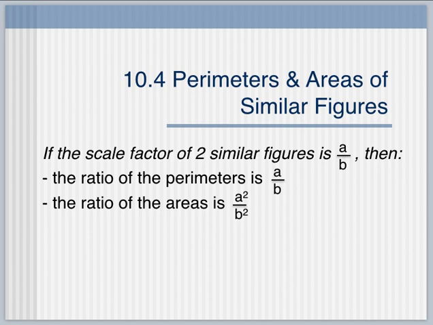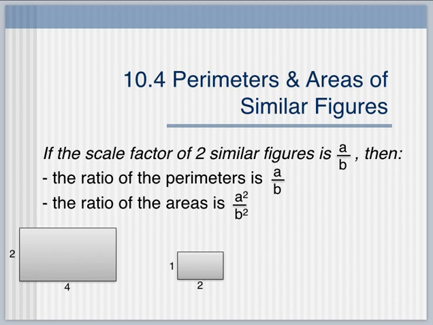Here's an example to help you see why this pattern always holds true. Let's say you have two similar rectangles, one with sides that are 2 and 4, and one with sides that are 1 and 2. If you want to find the scale factor, you just pair up two corresponding sides and make a fraction, 1/2.